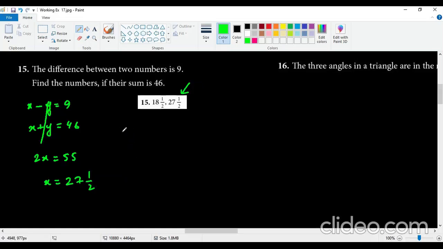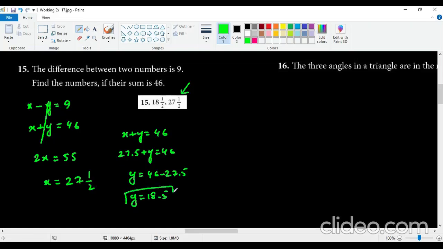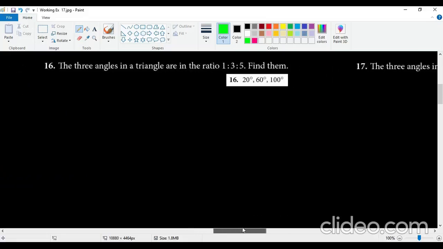And to check the other number, when it says x plus y equals 46, the value of x is already 27.5, so 27.5 plus y we need to find out. That means y equals 46 minus 27.5. So 46 minus 27.5 is going to be 18 and a half, which is a correct answer. So this is the value of y and this is the value of x. Moving on to the next question.